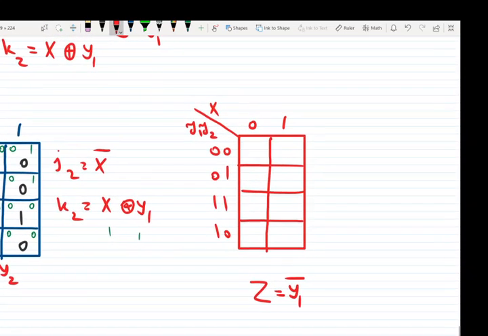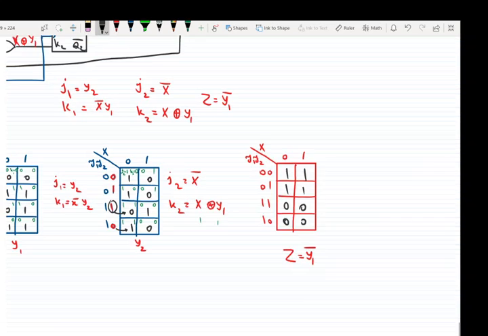So this one is very easy. So Y1 bar. What is Y1? Y1 is the first digit here. So we just complement it and place it in the table. So 1 1 1 1 0 0 0 0. That's it. So this one is the state table for the output.